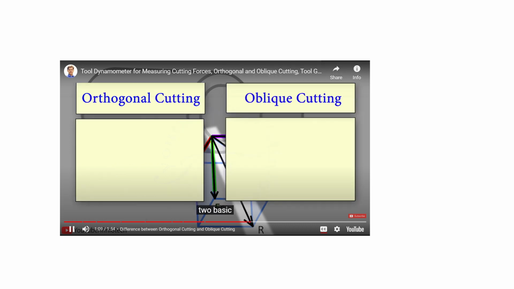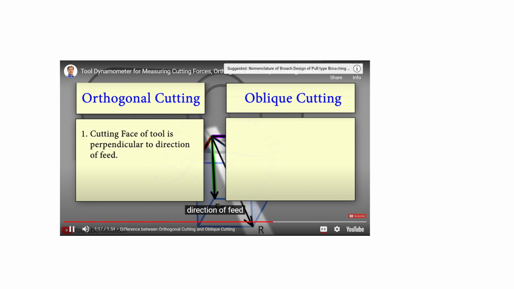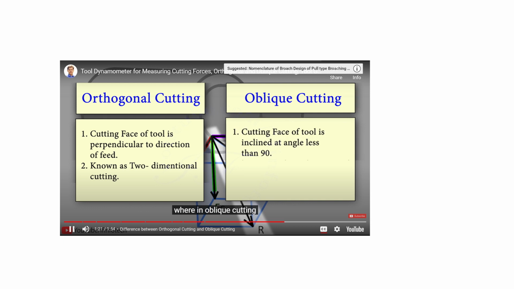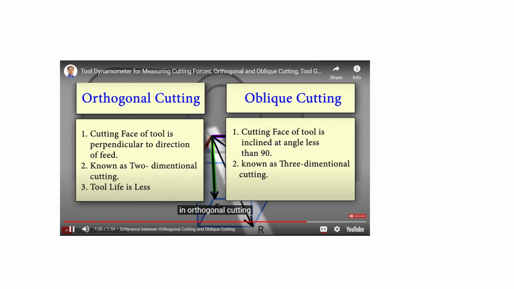So here we have two basic cutting processes, that is orthogonal cutting and oblique cutting. In orthogonal cutting, the cutting face of tool is perpendicular to direction of feed and it is known as two-dimensional cutting. Whereas in oblique cutting, cutting face of tool is inclined at angle less than 90 degree and it is known as three-dimensional cutting. The tool life in orthogonal cutting is less, whereas tool life in oblique cutting is more.